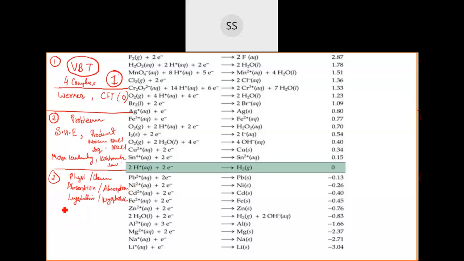After that, shape selective catalyst, because in the catalyst part only this is there. It's better if you can concentrate on shape selective catalyst with example. Shape selective catalyst, with example you study. What is a shape selective catalyst? Zeolite is the example for it.